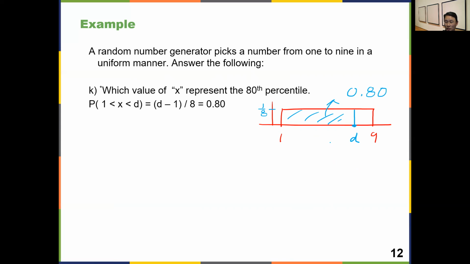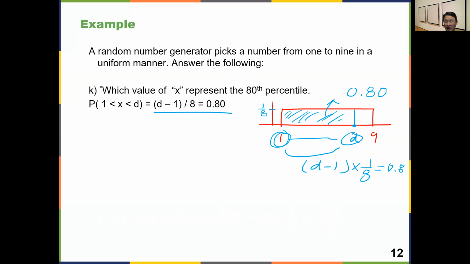So how do you find this area from 1 through D? This length, which is D minus 1, times 1 over 8. That should be equal to what? 0.8. And that's basically what they have right there, right? D minus 1, because why is it 1? Because that's the lowest one, times 1 over 8 equals 0.8.